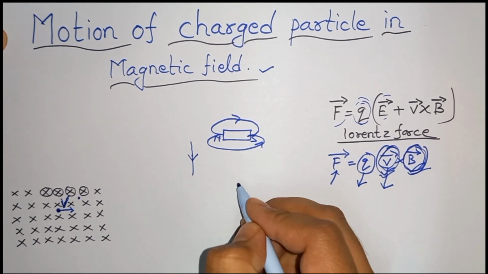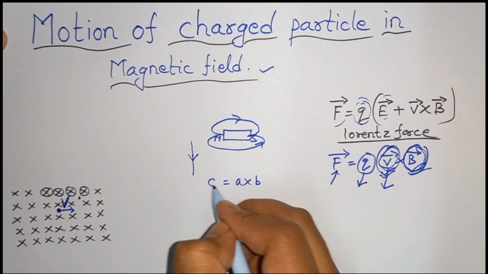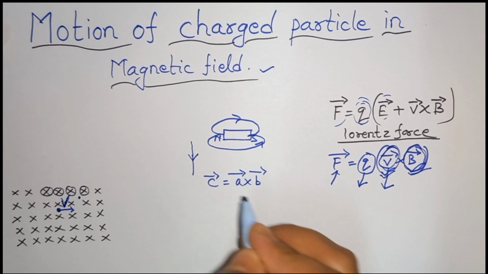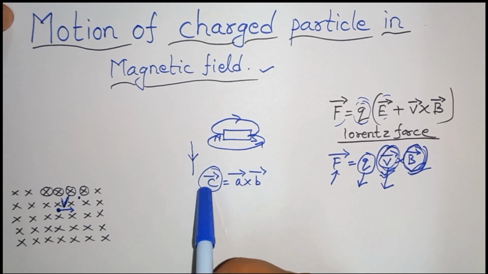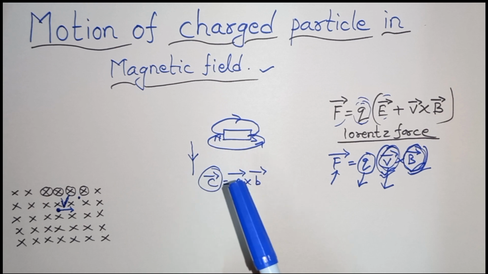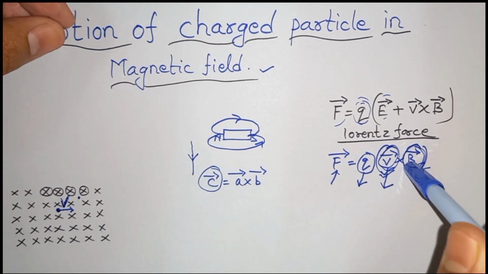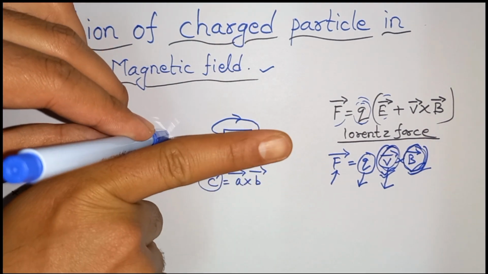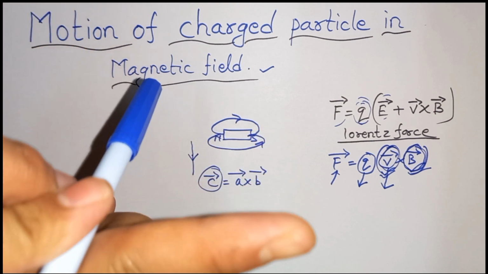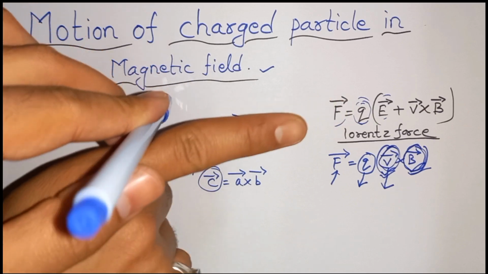We need to know about the cross product: A cross B is given by the vector C. So how do we find out which direction C will be? If these two vectors are perpendicular to each other, then the direction of C can be found. Perpendicular means 90 degrees. You can see here the magnetic lines B are going down and the velocity is going in this direction. That means these two are perpendicular, making 90 degrees with each other.